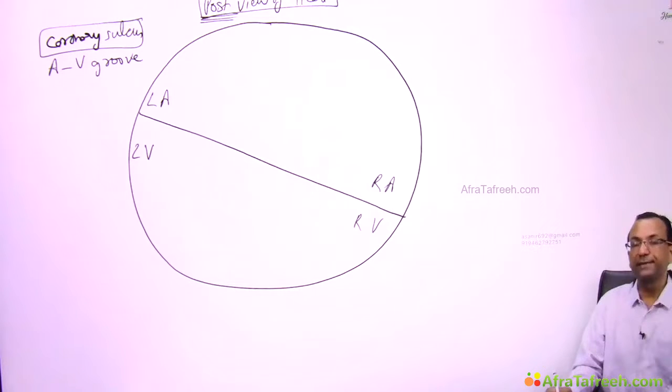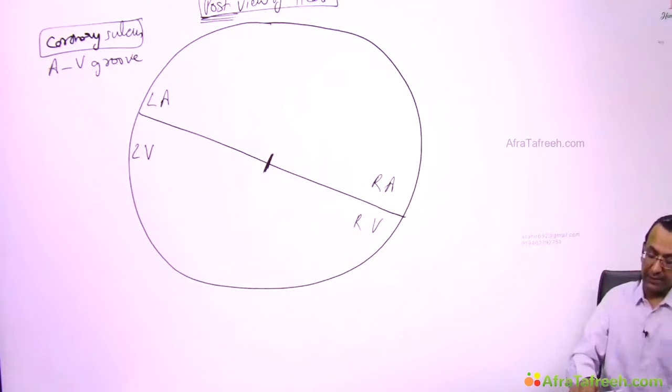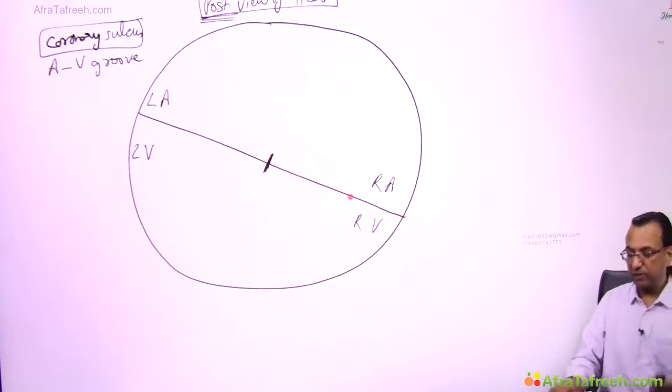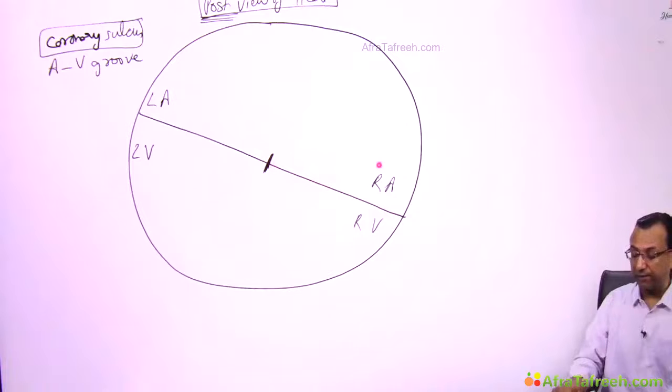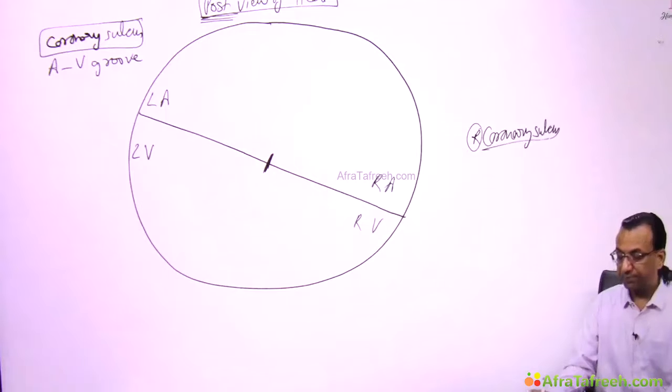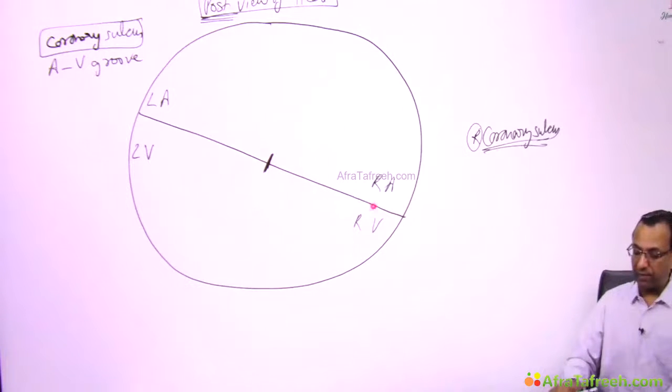Oh, you are telling the coronary sulcus has two parts? Yes, it has two parts. If it is here, it is called the left part of the coronary sulcus or the left AV groove, separating the left atrium from the left ventricle. And if it is on the right side, then you will say this is the right side of the coronary sulcus, or the right-sided AV groove. So this is the right coronary sulcus now. Yes, that is the right coronary sulcus, separating the right atrium from the right ventricle, the right AV groove.